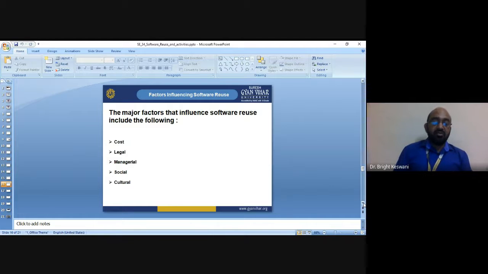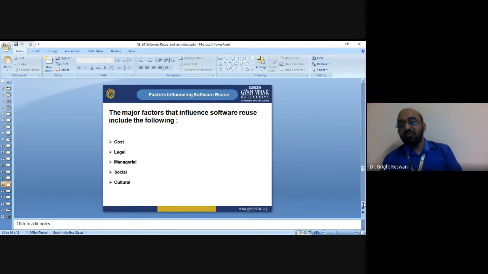When we talk about legal factor, then contractually on certain projects, the developed artifacts are the property of the contracting organization. Hence, any reuse is a violation of their ownership of an item.